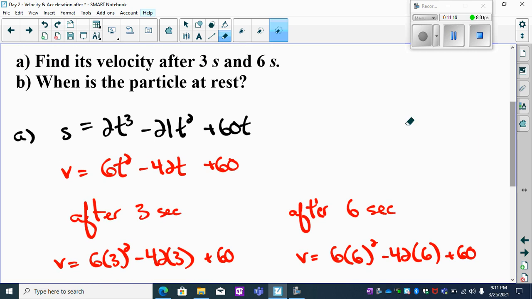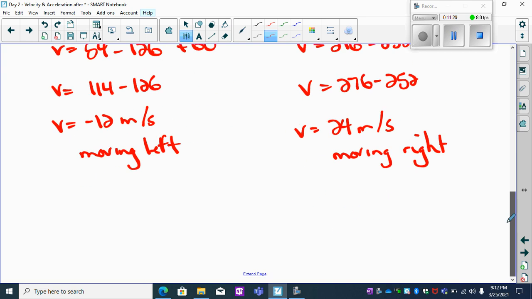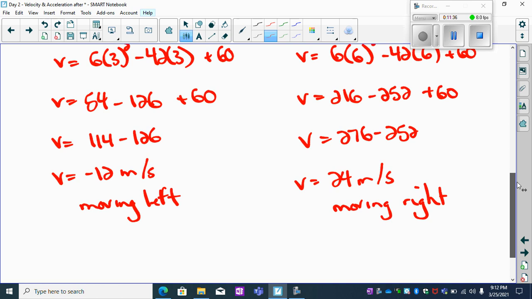What else we got? When is the particle at rest? Okay. So when the particle is at rest, this is where we set the velocity equal to 0. If the velocity is 0, it means it's not moving. It's not moving left or right. Okay? It's not moving at all.